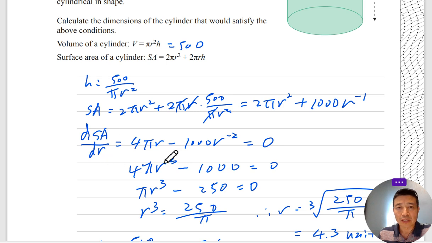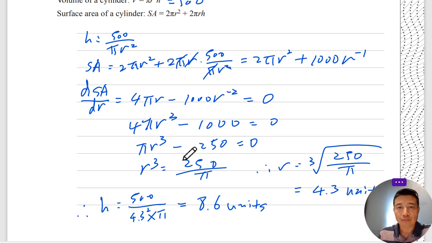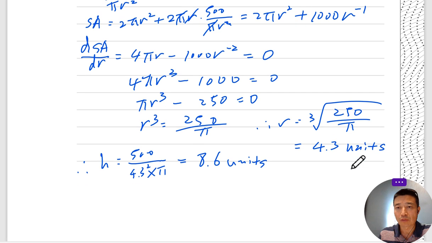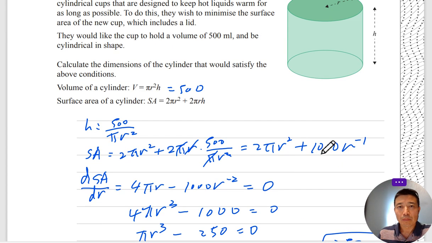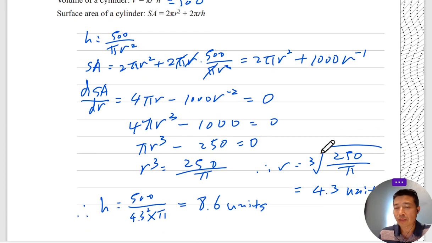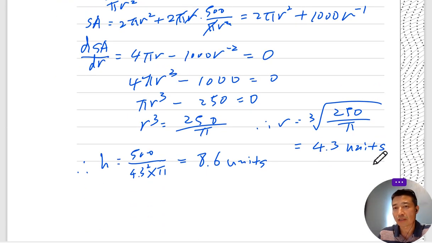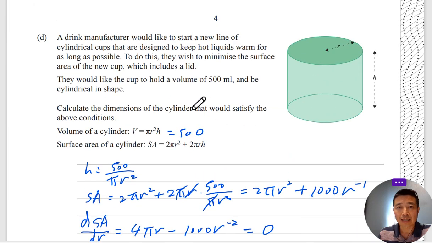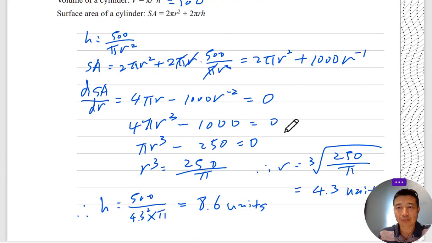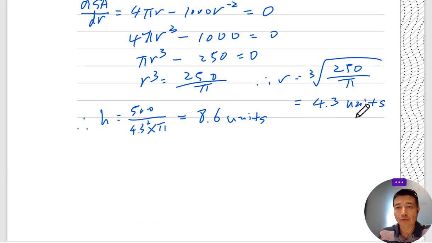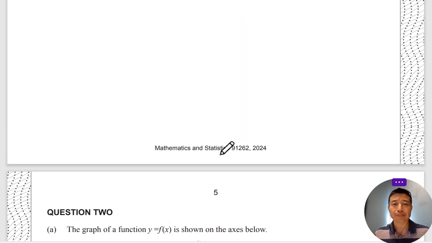So dSA over dr becomes that and equals 0. And then we found R to be the cube root of 250 over pi, which is 4.3. Well, I suppose this should be centimeters, but I just play safe, so I just said units, right? Because I think they forgot to say the unit, but anyway, that's fine. 4.3 units. Hence, H must be 8.6 units, right?